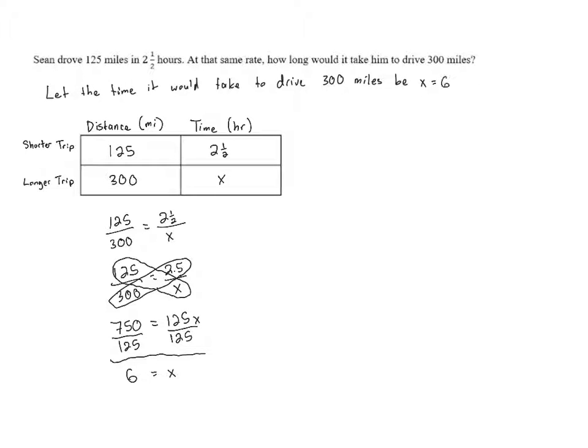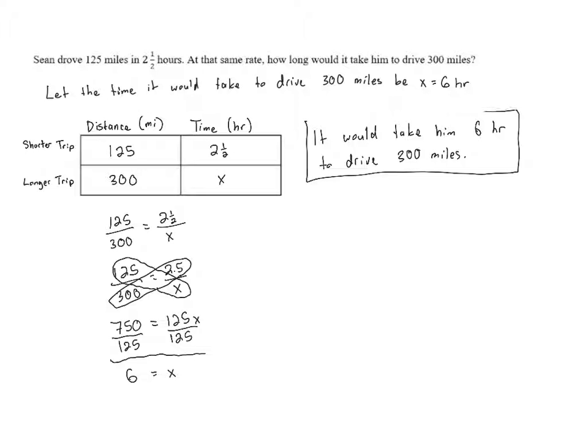We can go back up to our let statement, x equals 6, and that was time. In this problem, time is measured in hours, so 6 hours. How long would it take him to drive 300 miles? It would take him 6 hours to drive 300 miles. And that is our answer.